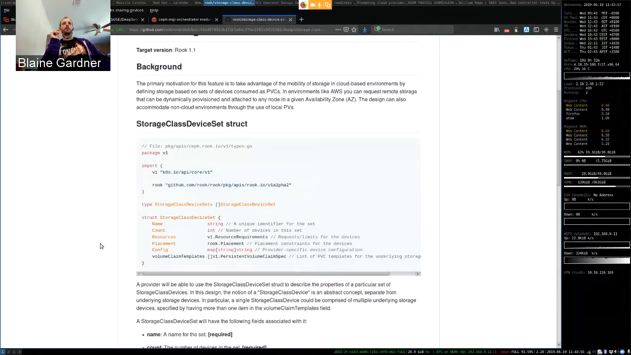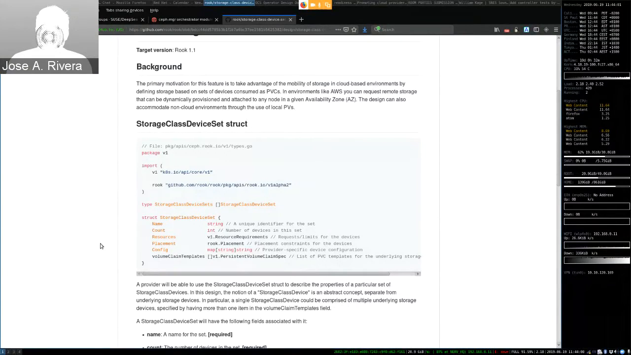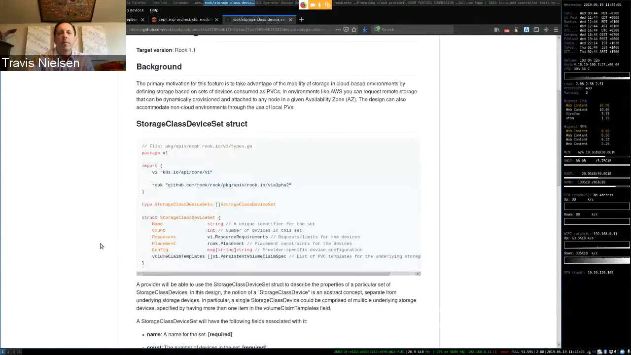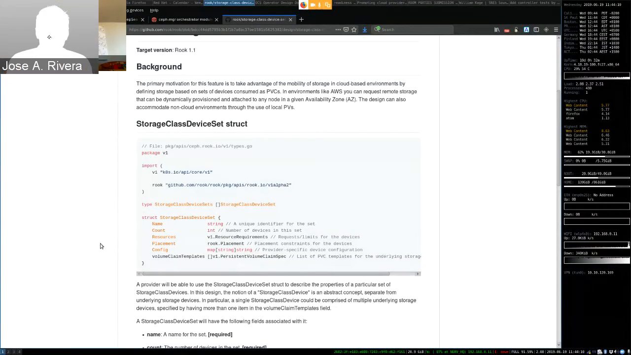Okay, so the PVC would go with it. Would the PV go with it as well? Yes. Yeah, they're bound together, right? PV and PVC. Yep. Okay.